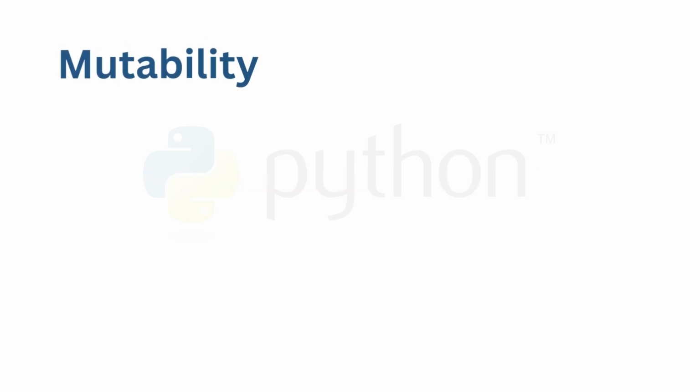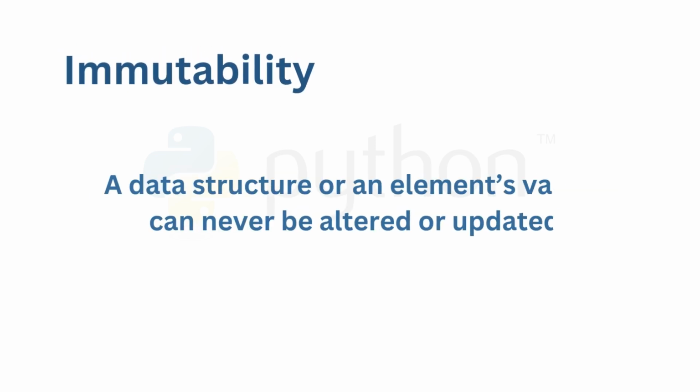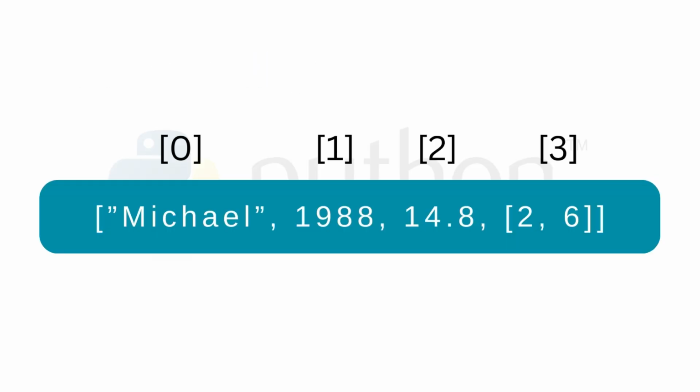Note that different data structures are either mutable or immutable. Mutability refers to the ability to change the internal state of a data structure. Immutability is the reverse, where a data structure or element's values can never be altered or updated. Lists and their contents are mutable, so their elements can be modified, added, or removed. But strings are immutable.